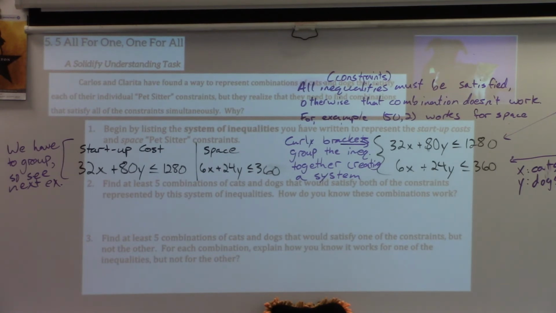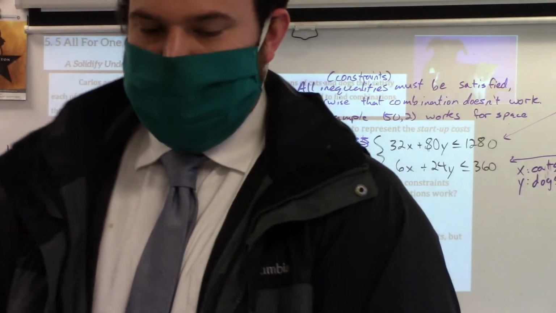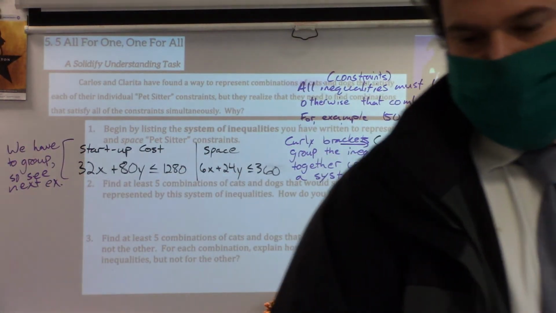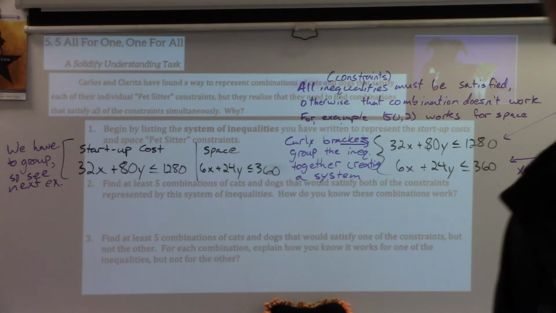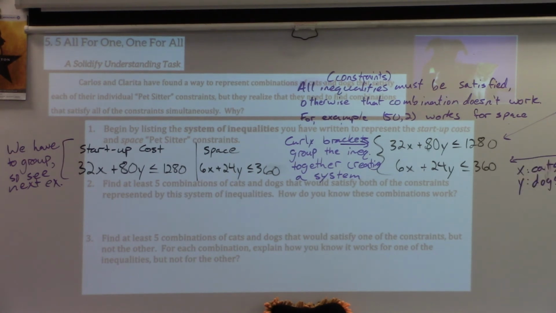So what are we thinking? How can we find combinations that work for both of the inequalities? From these points. Okay, so we do have some points already there, right? So how do you know? Okay, so how are we going to use those points to make sure it works for both? Because I think this one's only startup cost. You want cats and dogs, right? That's what we mean by combinations of cats and dogs, right?